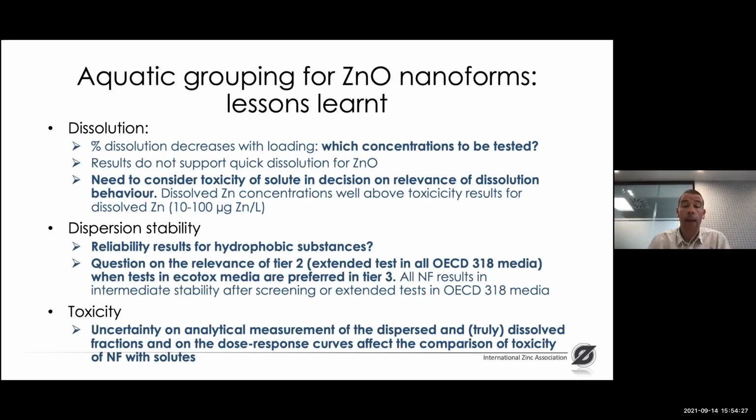And then on the toxicity, I think it's important to take into account the analytical measurements of the dispersed and the truly dissolved fractions, and all the dose response curves, in these decisions on comparable toxicity between solutes and nanoforms. We found it quite difficult to make clear conclusions there, but in the end, if we look at the total concentration, which is what's usually measured in environmental or exposure assessments, we think that the soluble zinc ion is still a conservative estimate for toxicity of all the nanoforms that were covered in this project.